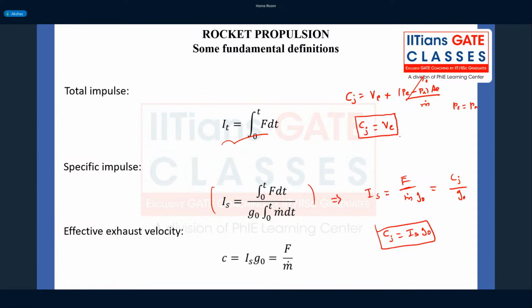And most of the times in your GATE exam, if they are not specifically mentioning this condition, that means they are referring to the optimal expansion condition. That we can assume safely, if at all it is not explicitly mentioned, right? Okay.